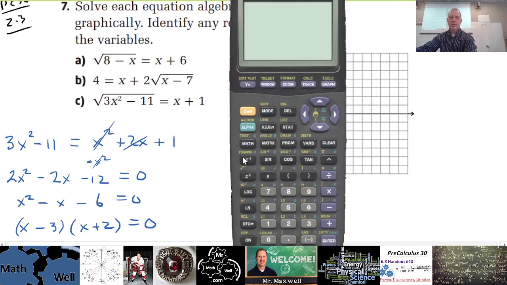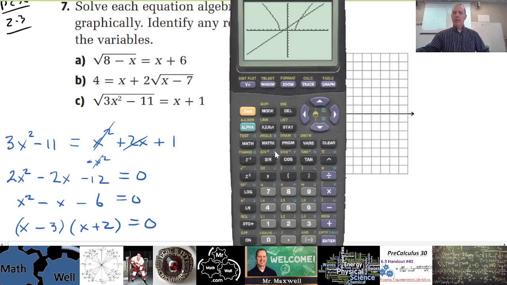Let's take our graphing calculator, turn it on, clear everything, go to y equals, and make sure that's all cleared. I'll type in square root of 3x squared minus 11, and put some brackets around that. I'll go to the next line and type in x plus 1. I don't know what my window's at, so we'll just do zoom 6 for a standard window and see what happens. Okay, there's the first one, and here is the second one.